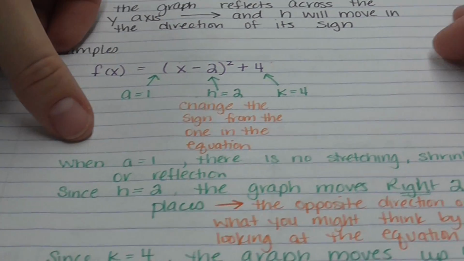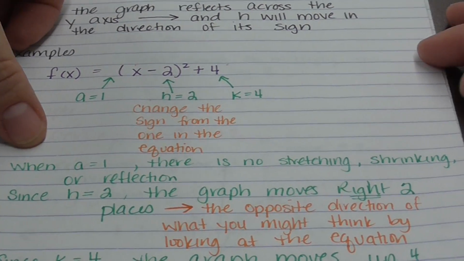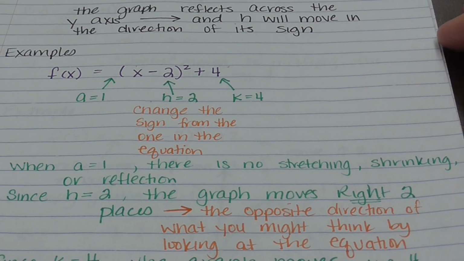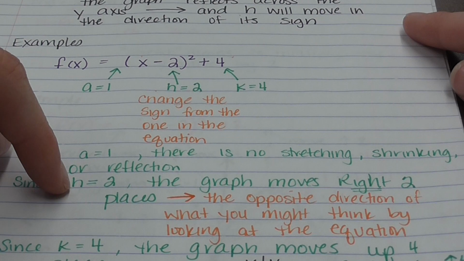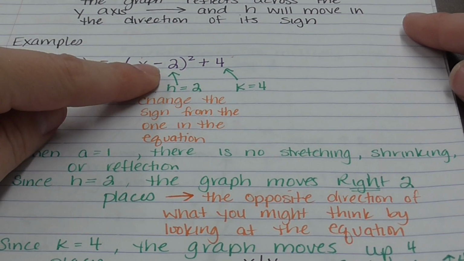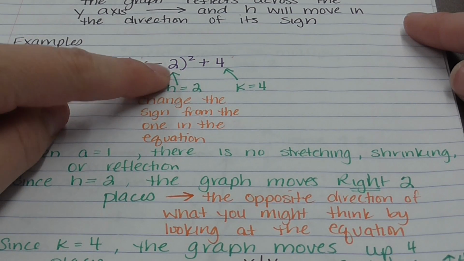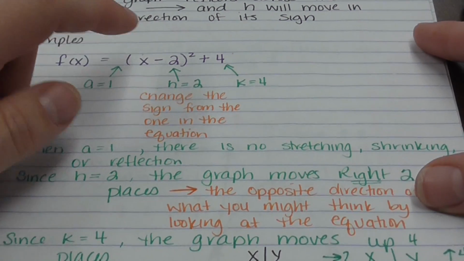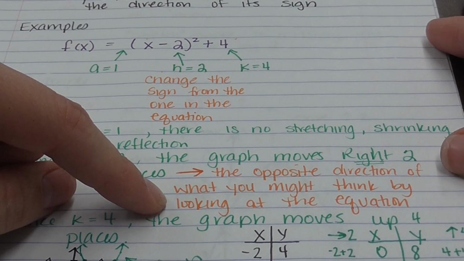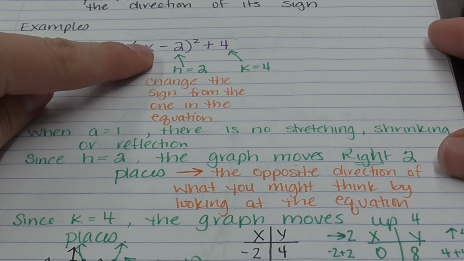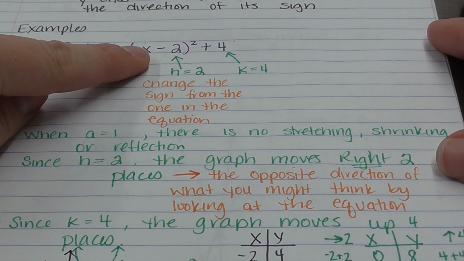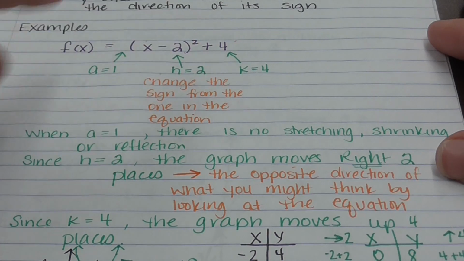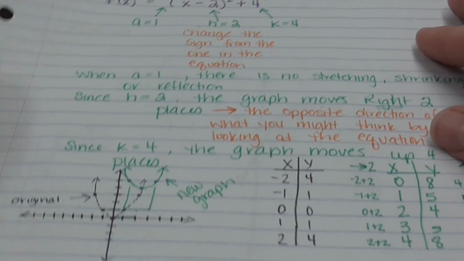All right? So when a is 1, there's no stretching, no shrinking, no reflection. You're not changing it in any way that a could possibly change it. Since h is 2, it's negative inside, that means I moved the opposite direction. So instead of going left, I'm going to move to the right 2 places. It's the opposite direction of what you might think by looking at the equation. Since k equals 4, it's a positive number, the graph moves up 4 spaces.